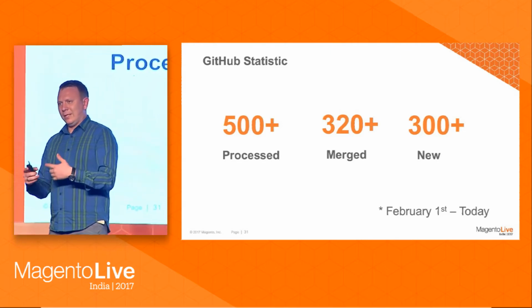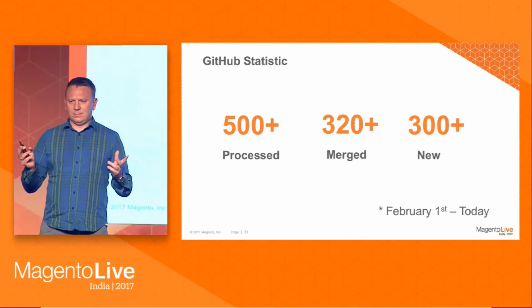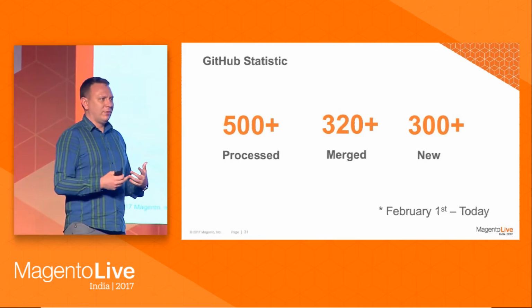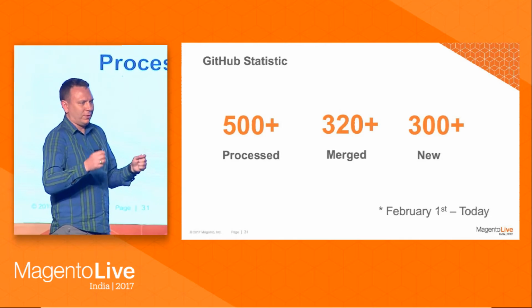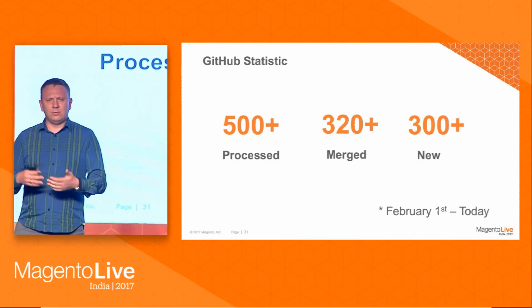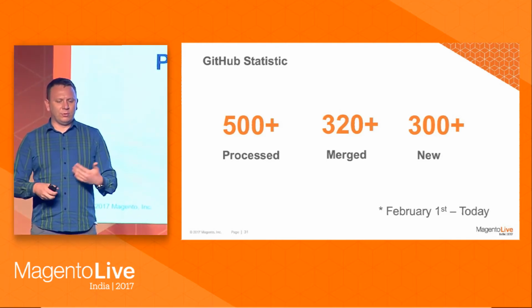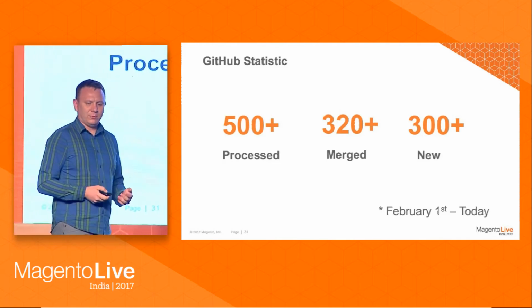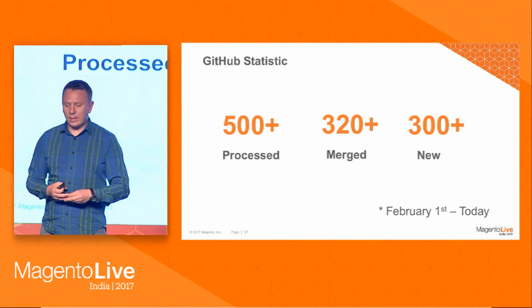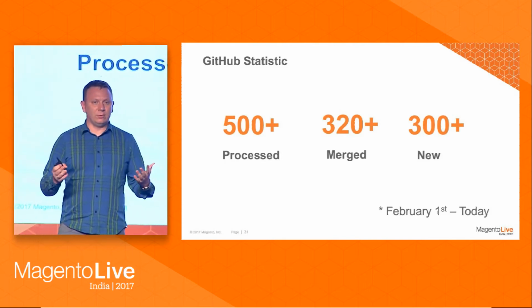In a week, it's like 30 changes. So every working day we merge six pull requests. It's like six improvements, six bug fixes, or some tunings on Magento. And it's growing and growing, because for the same period, we have 300 new contributions. And I encourage everyone, do a contribution.